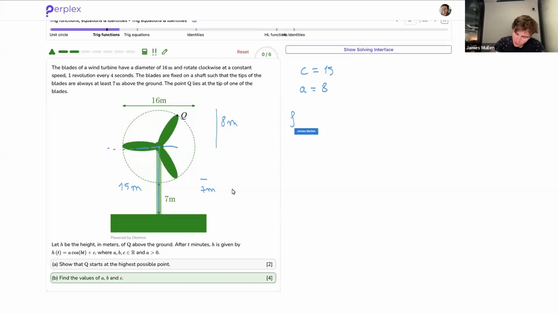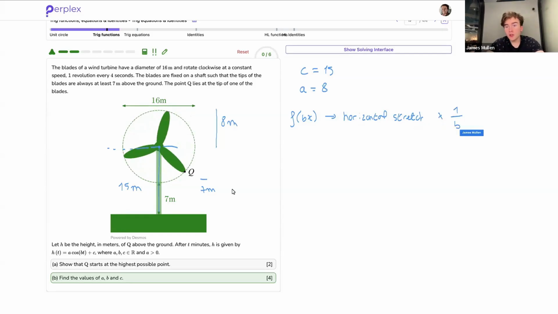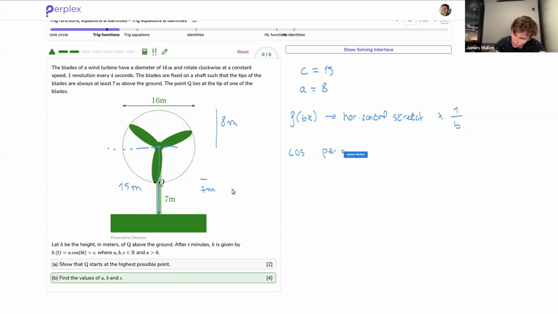Let's remember that if I'm trying to sketch f of bx, that corresponds to a horizontal stretch by a scale factor of 1 over b. Remember, a horizontal stretch goes in the opposite direction when I am multiplying the argument. Normally cosine would have a period of 2 pi. Now, in this question, it has a period of 4 seconds.